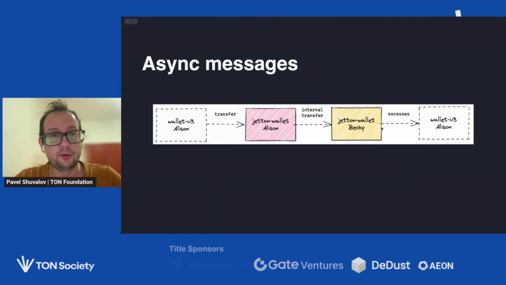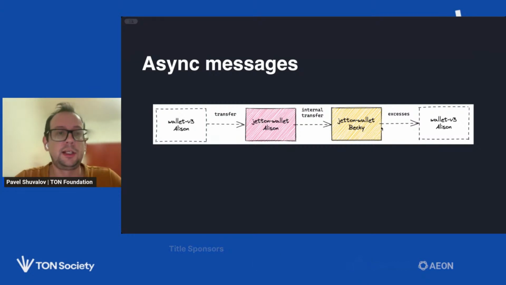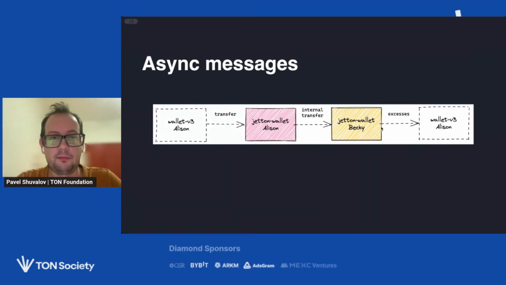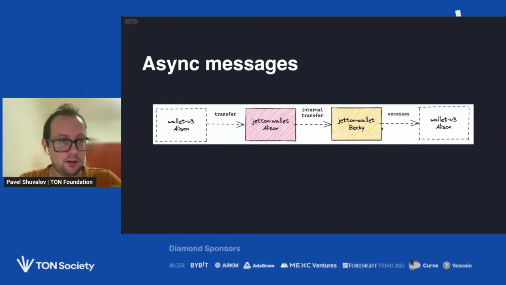But asynchronous messaging is even more challenging. For example, here is a diagram for a Jetton transfer. Quite a simple operation, very popular in every chain. On TON, it works like this.